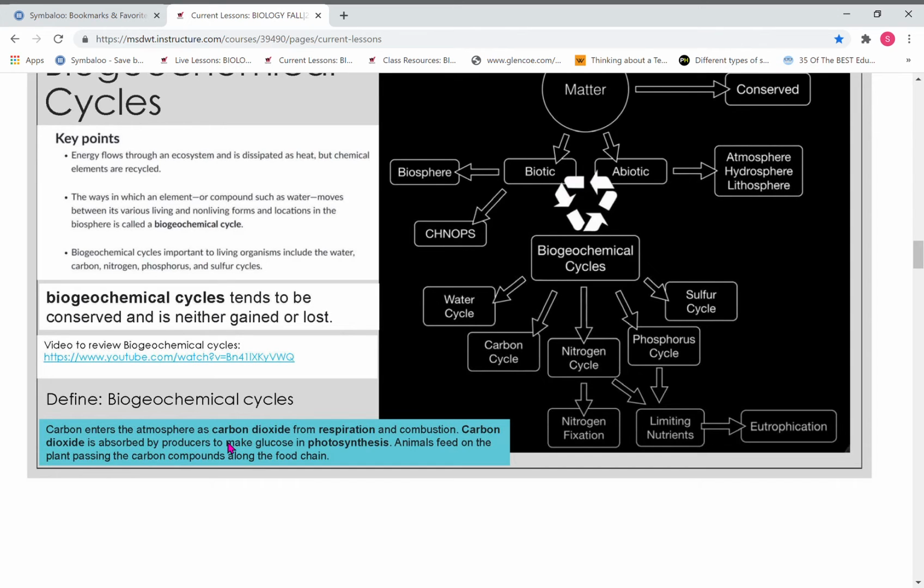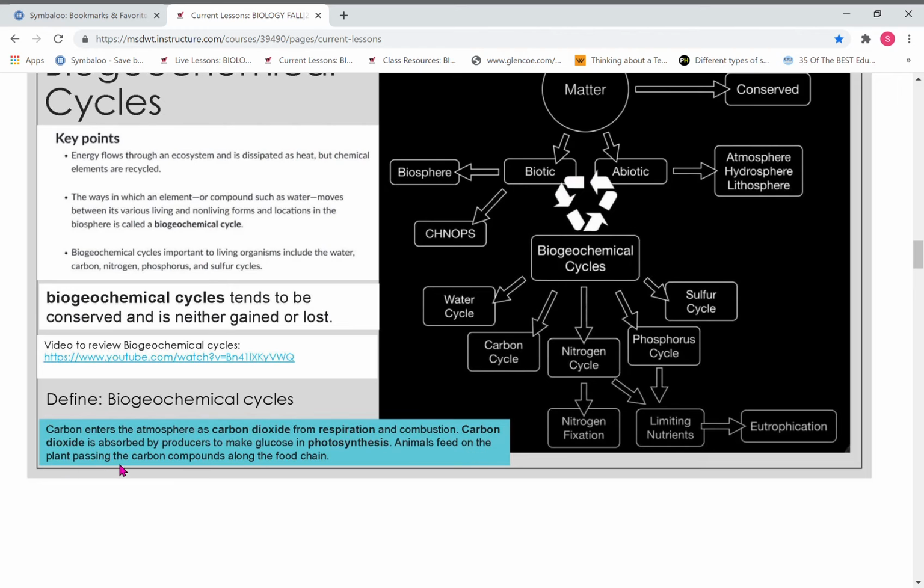Here's one other little fact. Carbon enters the atmosphere as carbon dioxide from respiration and combustion. Remember, respiration is going to be in any cell of a living organism. We're not talking about us breathing, we're talking about our cells respiring. And combustion. Carbon dioxide is absorbed by producers. We know who producers are. Producers are the bottom of the food chain, and they make glucose in photosynthesis. Remember, glucose is what they turn into ATP that allows them to have energy.